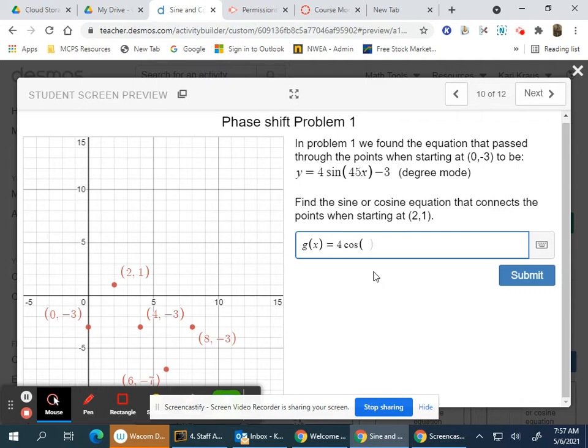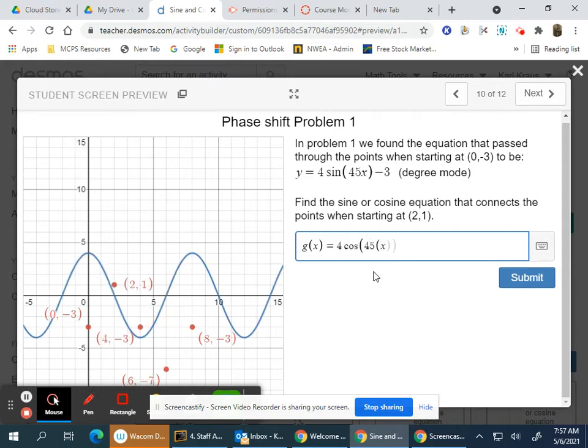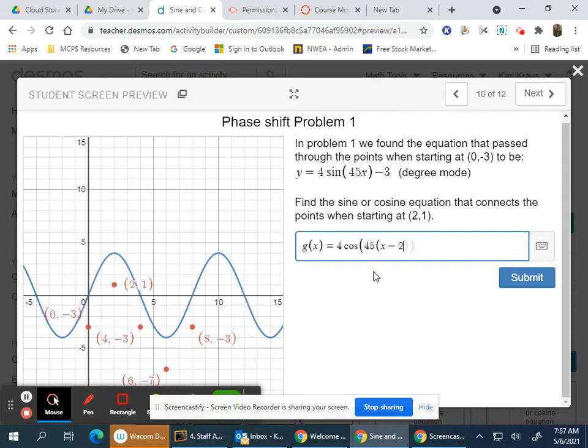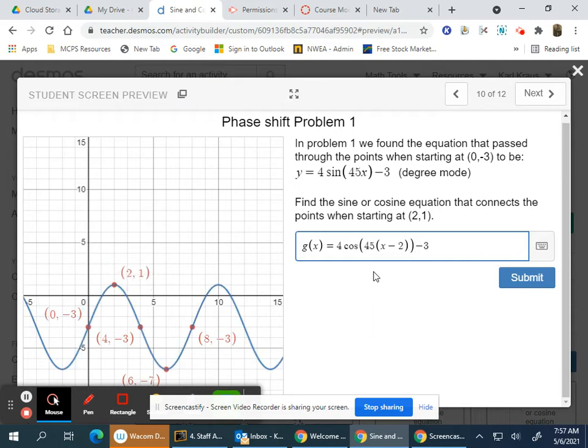The period is the same. So everything is going to be the same, except the phase shift. The x value of my starting point is 2. So x minus 2 in parentheses, and my center line is still -3. So notice everything is the same here, except this becomes cosine now, and inside the parentheses is my phase shift, x minus 2.